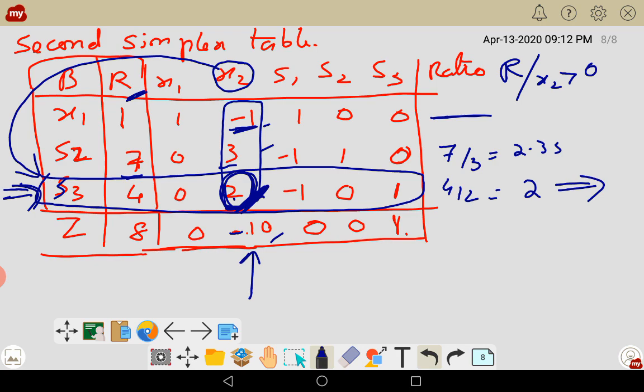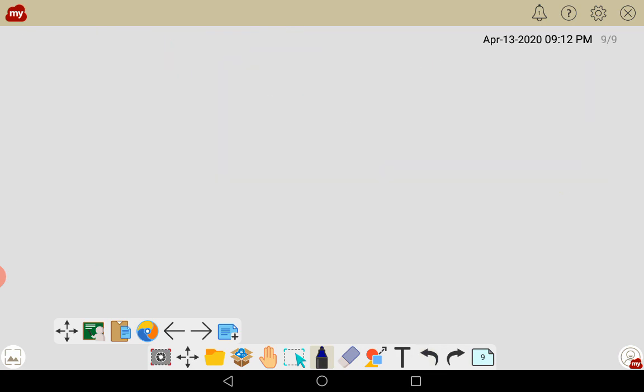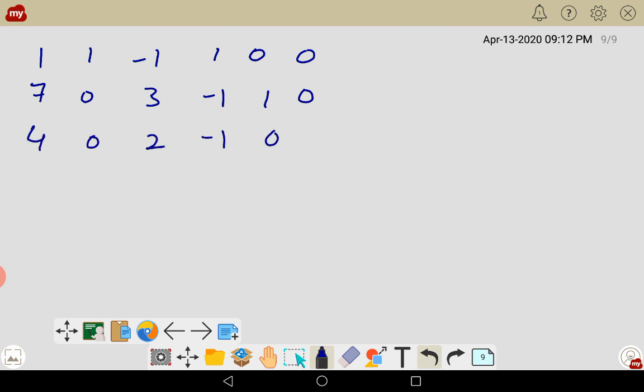use the reduction method again. Let's take the matrix. Remember this row, we are going to write it again. So 1, 1, negative 1, 1, 0, 0, 7, 0, 3, minus 1, 1, 0, 4, 0, 2, minus 1, 0, 1, 8, 0, minus 10, 8, 0, 0. And now this is our leading element 2.